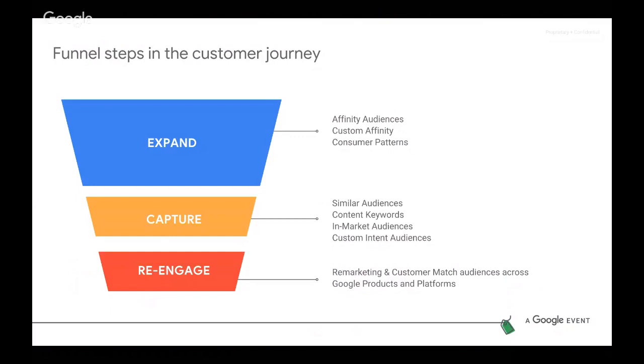Now, just to touch on the basics of each of these, and then Tim and I are going to go into the more advanced steps later on. So when it comes to expand, we want to have affinity or custom affinity audiences applied. So if you're a sports retailer, you want to target sports enthusiasts. When it comes to capture, that's when we want to have similar audiences. So that's finding similar customers to the ones you currently have. And then re-engage. So that would be through the likes of remarketing, RLSA, or customer match.